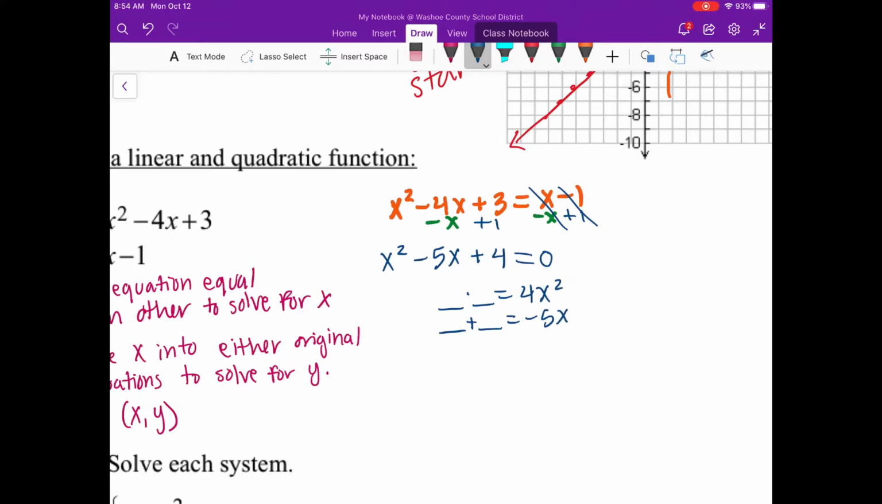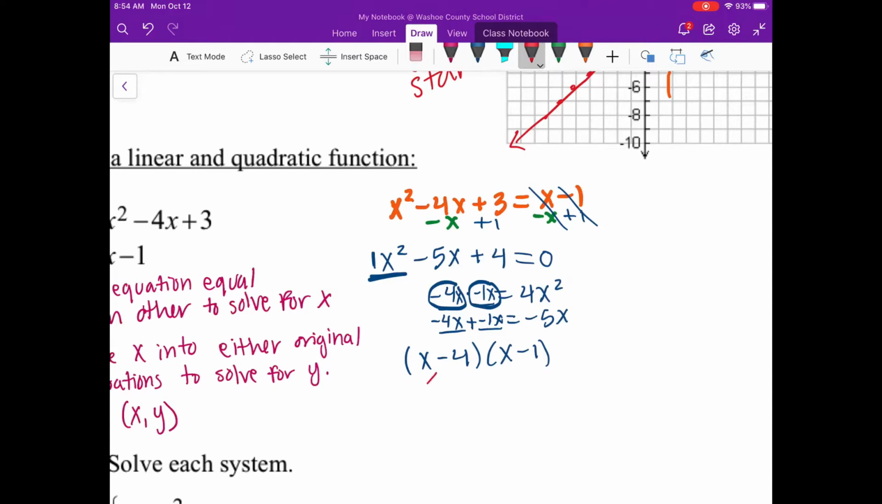Hopefully you're thinking that in order for them to add up to a negative but multiply to a positive, they're both going to be negative. So I have a negative 4x and a negative 1x. If I add negative 4 and negative 1, I get negative 5. So that's going to work. So I can use the trick where a equals 1. When a equals 1, I can just take these factors, and those are going to be my answer. So my factored answer here is x minus 4 and x minus 1. Again, this trick only works when your coefficient for x squared is 1.